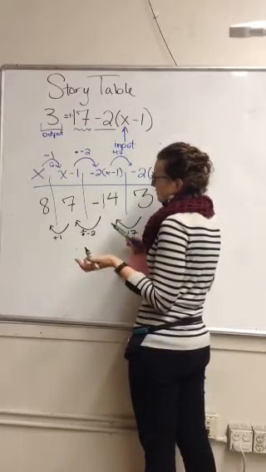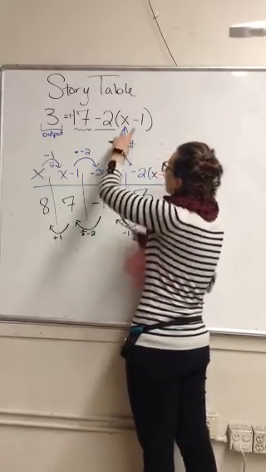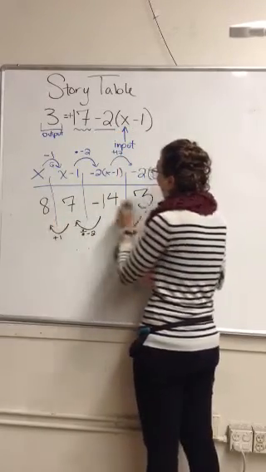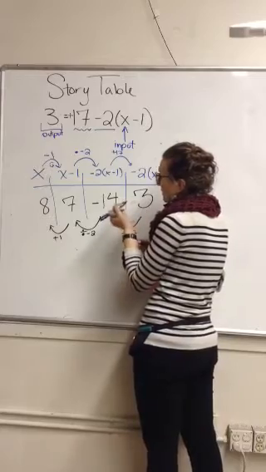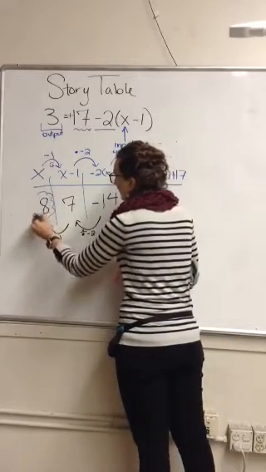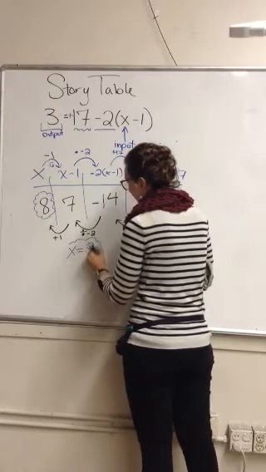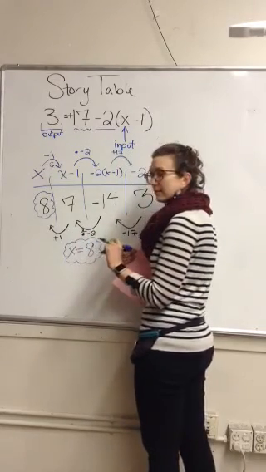Well, great, I finished. What does that mean? Well, I got to go back to my goal. My goal was to find out what value of x made my output 3. And so what is that value? Well, x must equal 8 in order for the output to be 3.